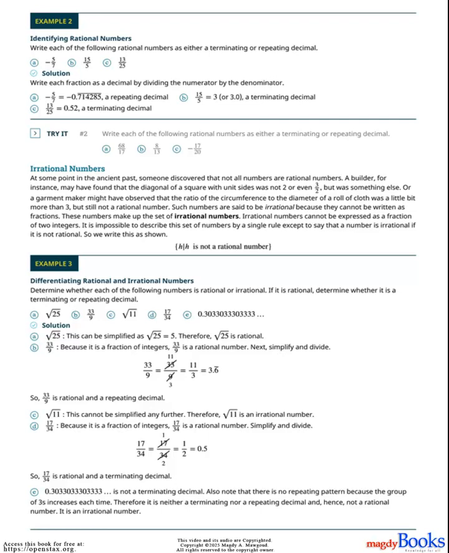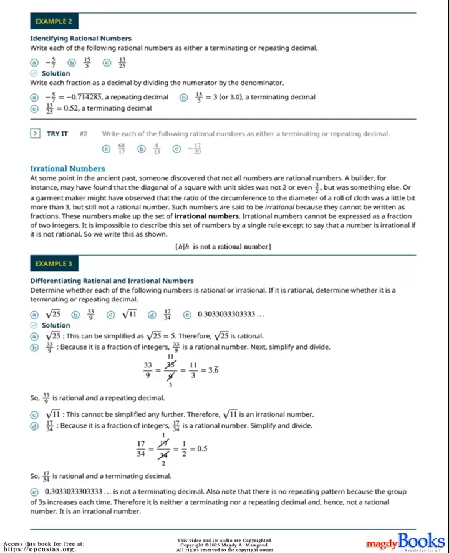A. Irrational numbers. At some point in the ancient past, someone discovered that not all numbers are rational numbers. A builder, for instance, may have found that the diagonal of a square with unit sides was not 2, or even 3 over 2, but was something else. Or a garment maker might have observed that the ratio of the circumference to the diameter of a roll of cloth was a little bit more than 3, but still not a rational number. Such numbers are said to be irrational because they cannot be written as fractions.